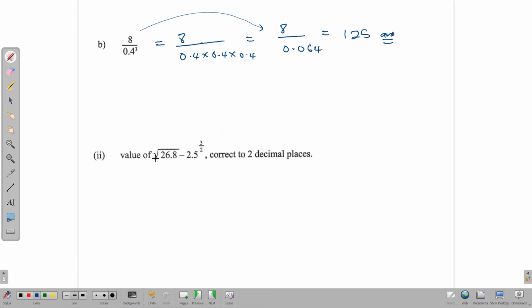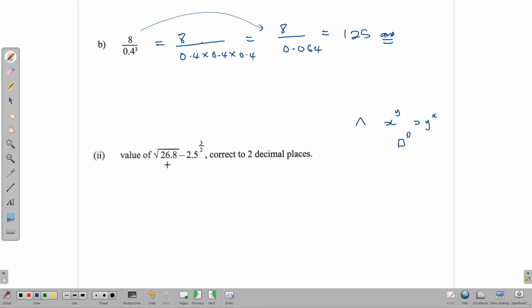Here, the next part of the question says, find the value of the root of 26.8 minus 2.5 raised to the 3 over 2. So you're going to use your power button again here. The power button is that button that is often written as that, or x to the y on some calculators. It's the other way around, y to the x, something of the sort. Or on the modern calculators, you will have something like that.